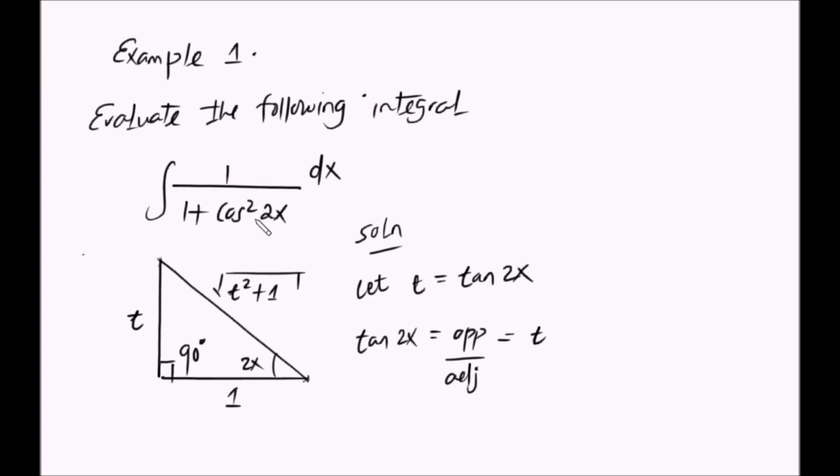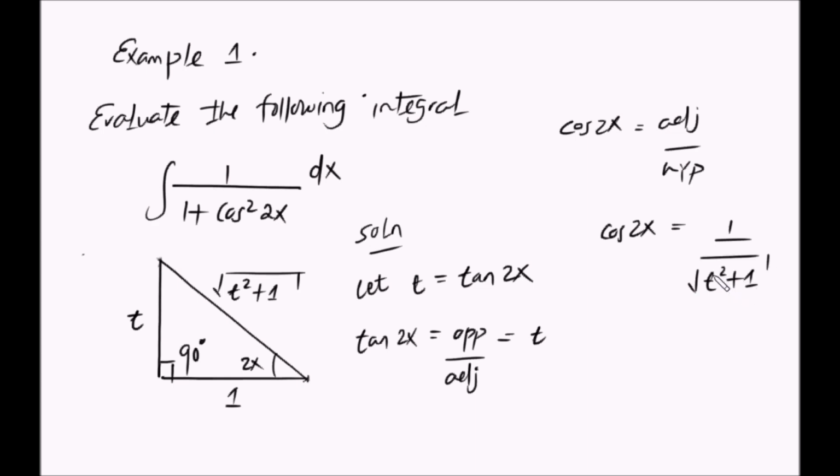So kwenye hili swali tunataka tutafute, nafikiri tutatumia cos of 2x. So manake cos of 2x sasa itakuwa ni sawa na adjacent over hypotenuse. So cos ya 2x manake itakuwa ni sawa na adjacent ni 1 over hypotenuse ni square root of t squared plus 1. Now hapa kwenye cos 2x manake tutaweka huyu.